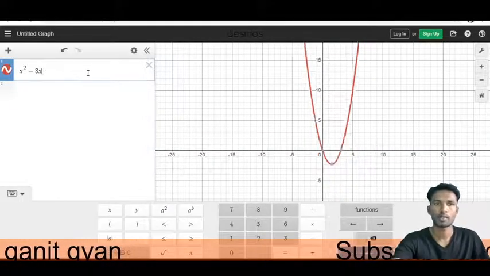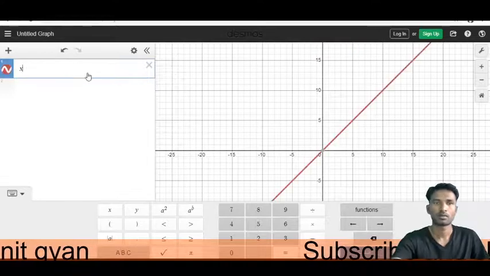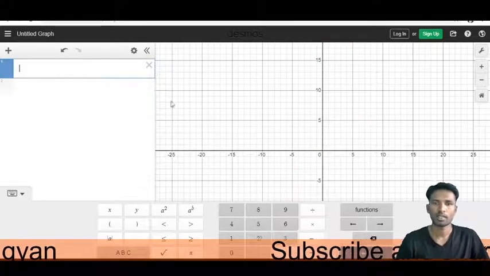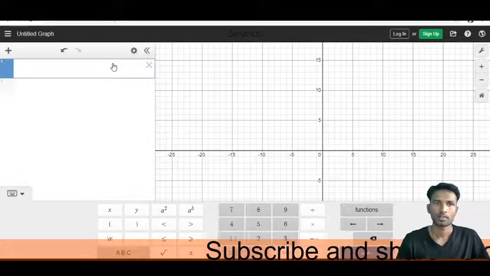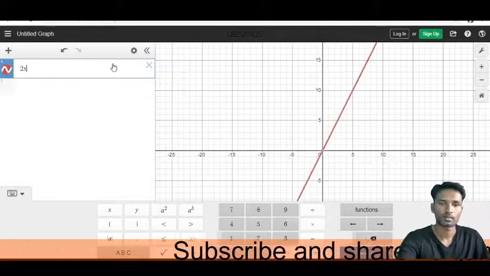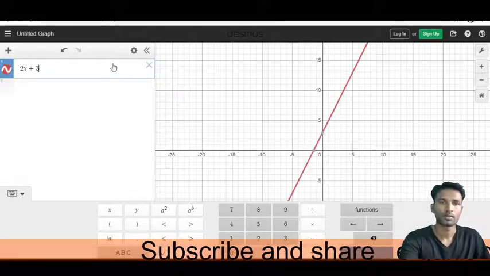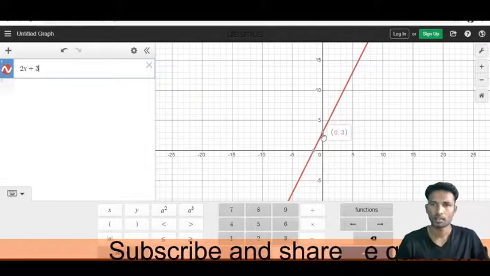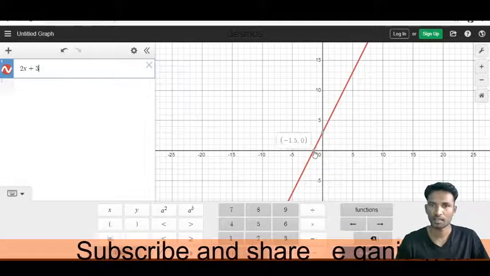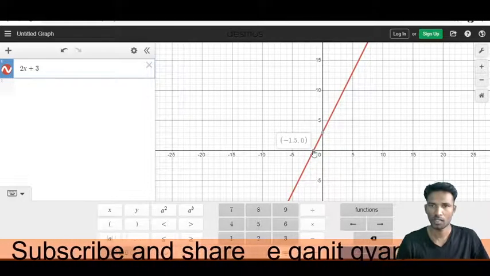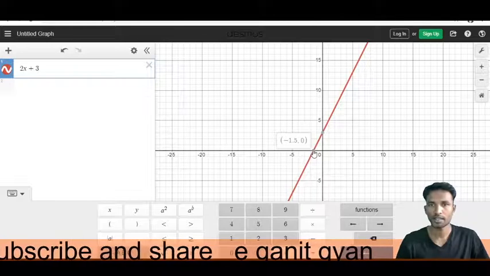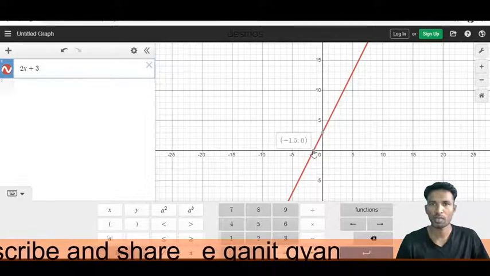What is that, 2 points? Let me take that equation here. What is the equation? 2x plus 3. If I take that, I am getting here 0, 3 and minus 1.5, 0. See, at only one point it is intersecting the x-axis: minus 1.5, 0.